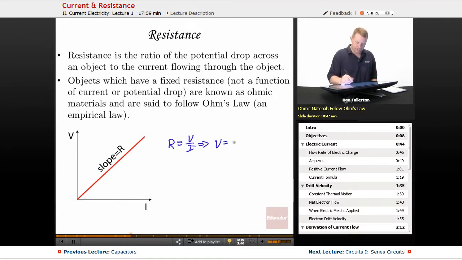Therefore, Ohm's law, V equals IR. Just a rearrangement of that. The potential drop across a resistor is equal to the current flowing through it times its resistance. And if this is a constant slope, a constant resistance regardless of the current or potential drop, we say that the material is ohmic. If we didn't have a straight line, we would call that material a non-ohmic material.